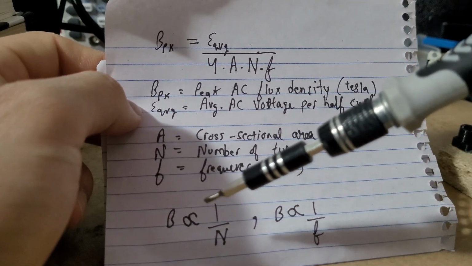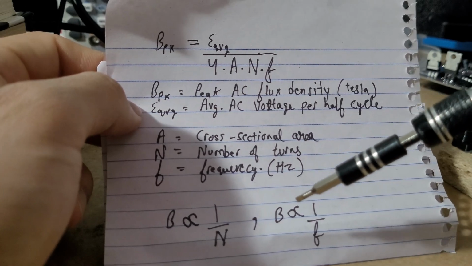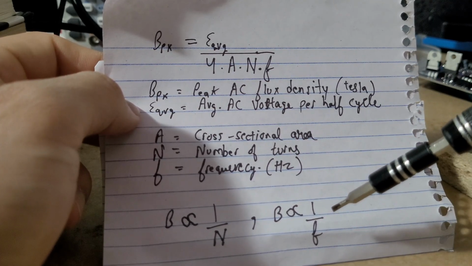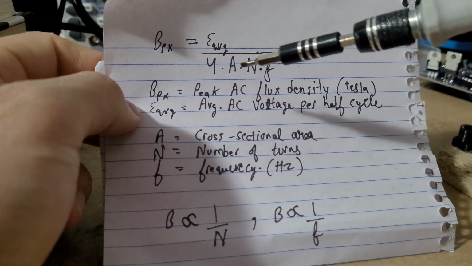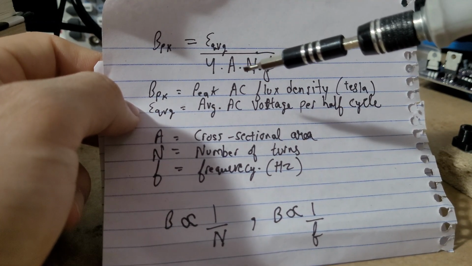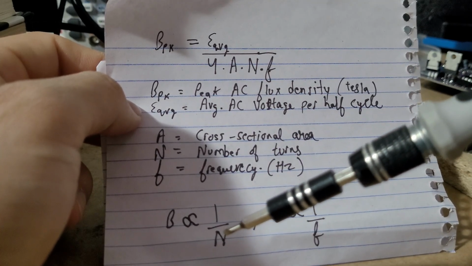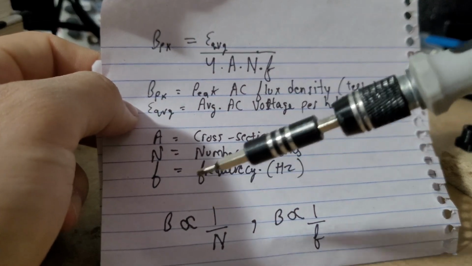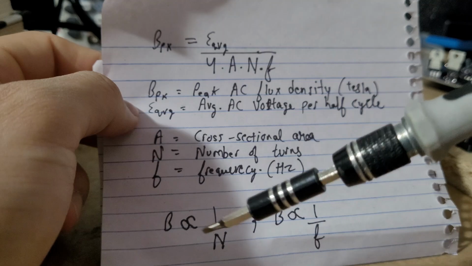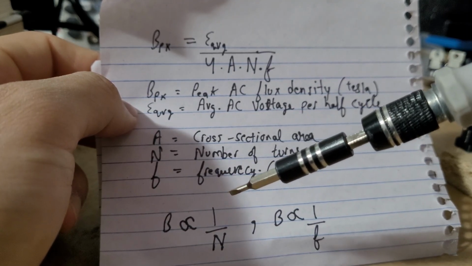As you can see, B is inversely proportional to the number of primary turns. And B is also inversely proportional to the frequency that we are using. We can't really do anything about A because the size of the transformer is fixed. So if we increase the number of primary turns, B will decrease, which would solve our problem. But then the output voltage of the transformer on the secondary will also decrease.